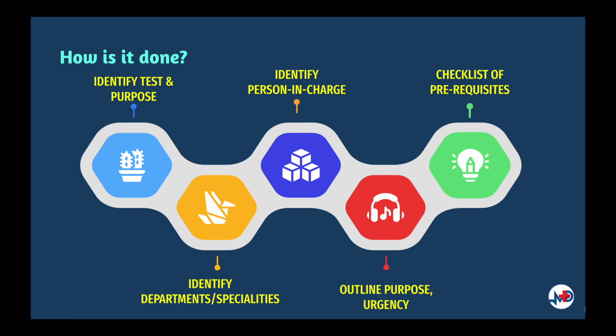First of all, one has to identify the test that is to be requested for, identify the departments involved, identify the officer in charge of taking the request from the receiving department, outline the purpose of the request, urgency of the test to be done, and how the test will be able to aid the diagnosis and management of the patient. Next would be to identify the criteria needed for the requested test, and finally, to identify the documents that are required to be filled.